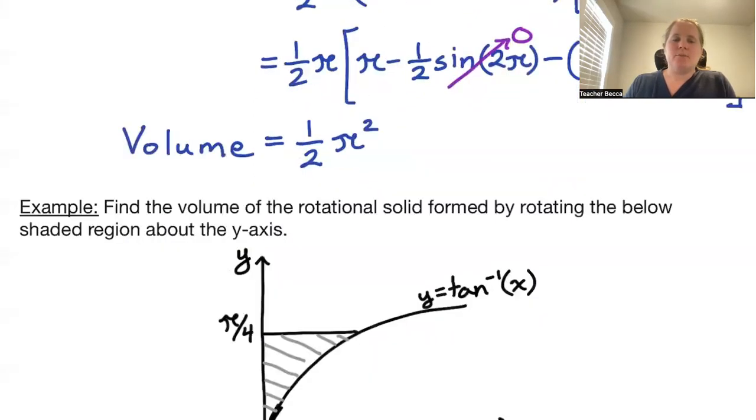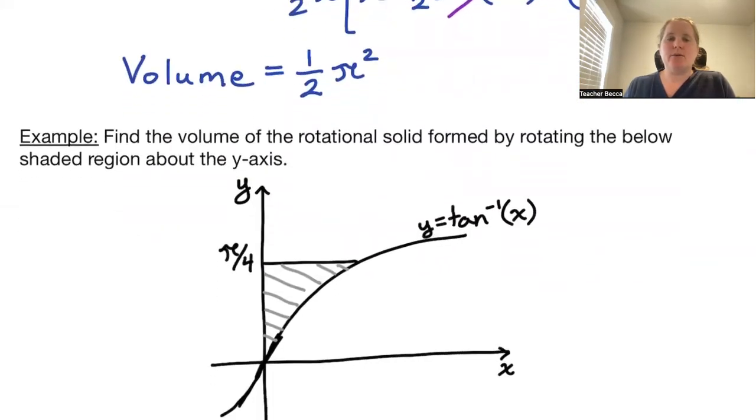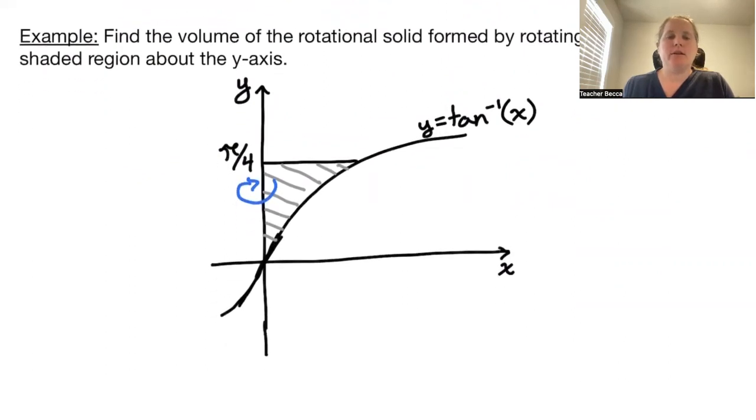For another example, this time around, we're going to find a rotational solid formed by rotating a region about the y-axis. So our rotation this time around is going to go about the y-axis. The region that we are looking at is between the y-axis, to the right of the y-axis, and to the left of tan inverse of x. And then our y values are running from 0 to pi over 4.